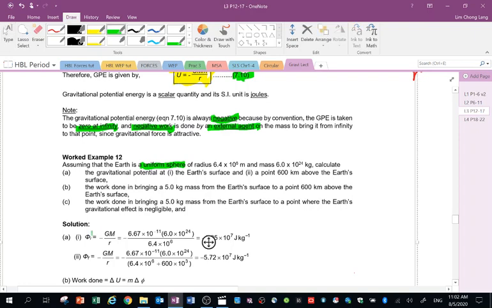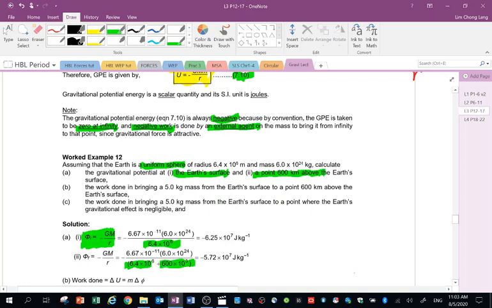So you have to recall this equation. When you recall this equation, then all you need to do is to substitute the values. Okay, so for the potential at the Earth's surface, you use r as measured from the center of the Earth. For the second part, you want the gravitational potential at a point 600 km above the Earth's surface, so you have to add the altitude to the radius.